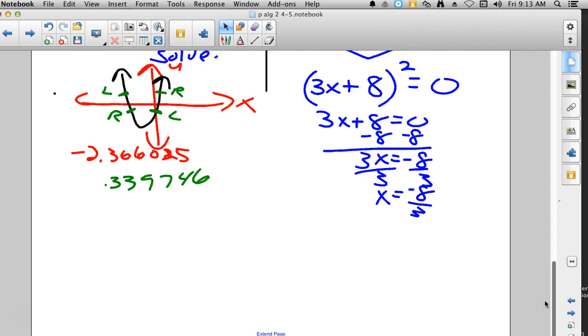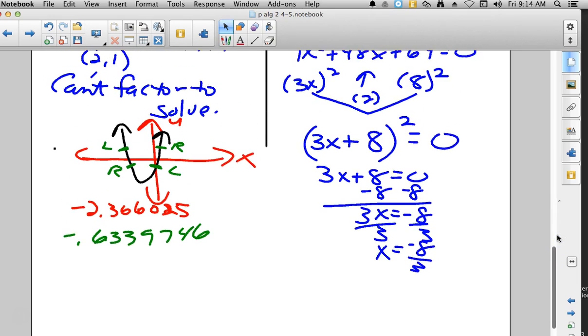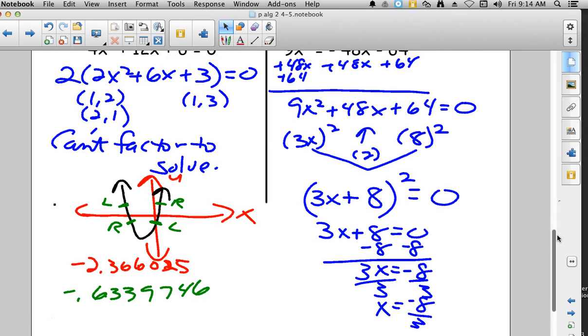All right, we're going to do a couple more of these, but hang on, all right? There we go. So, that one actually crossed in 2 spots. This one, remember, what we're trying to see is why it looks like it only has one answer. So, let's go ahead and graph our 9x squared plus 48x.